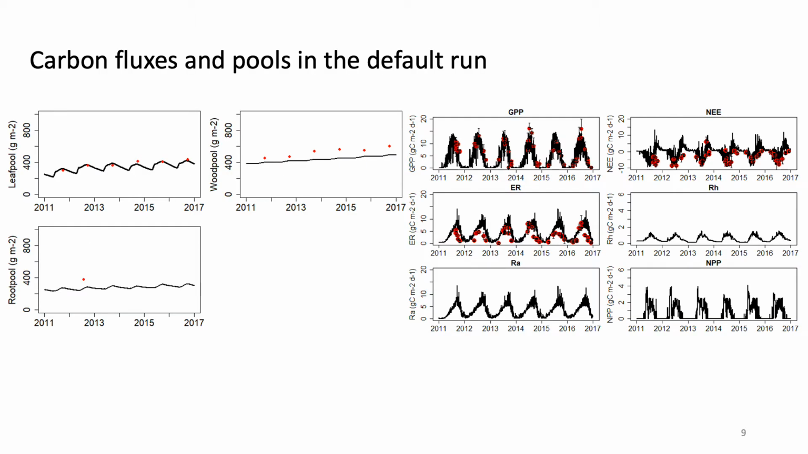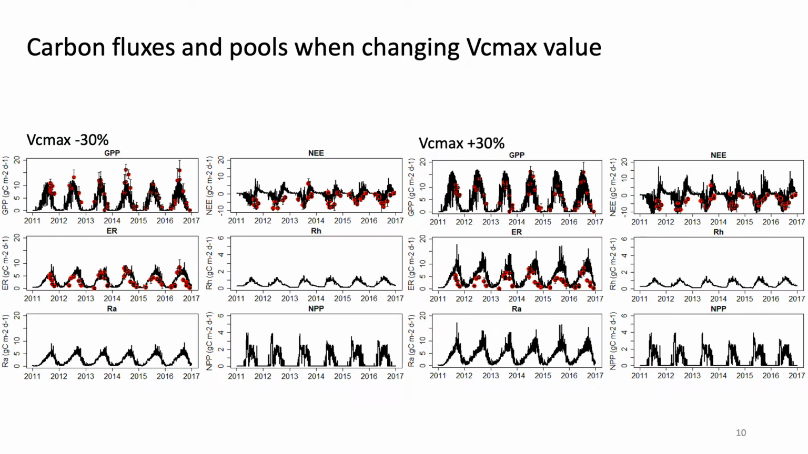This is the figures I made for the default run. We can see we're showing the leaf pool changes throughout the year from 2011 to 2016. And next we're showing the wood pool changes and then the root pool changes. We also plotted GPP, NEE, and ER and other carbon fluxes for your reference. The red dots here is showing the observation data. The observation data file, you can find them from the input folder in the offline package.